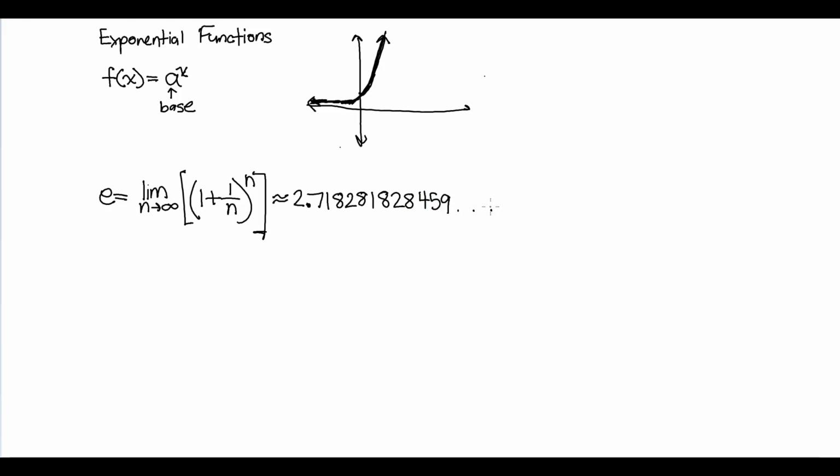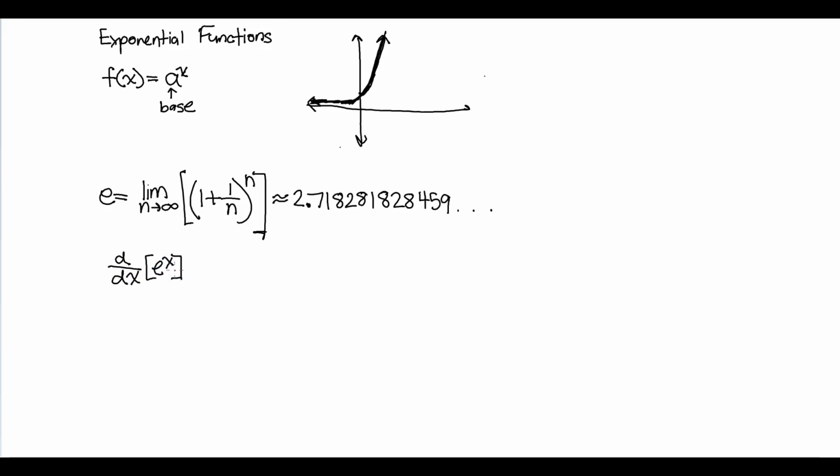e is an irrational number, so it never repeats and it never ends. So this is a mathematical constant. It will never ever change. This is what e is. And we're going to focus on the derivative of e to the x. The derivative of e to the x. And it's quite surprising, really.